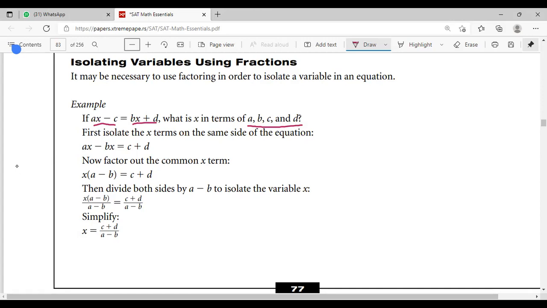We'll be using factoring. We'll be factorizing basically in order to make x the subject. We have bx here, we'll take it to this side, we'll be left with c plus d on the right side. Here we'll be taking x common in order to isolate it, right? So a minus b would be left and we will be dividing it on the other side. So this is x. Here we factorized this expression by taking x common in order to make x the subject of the equation.